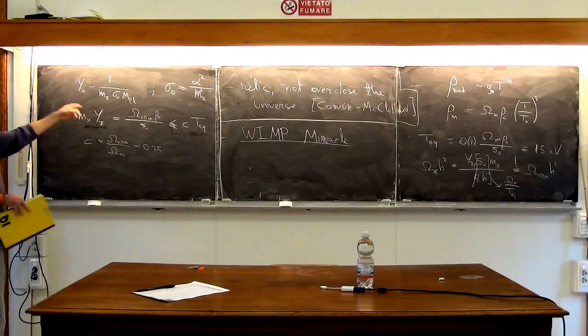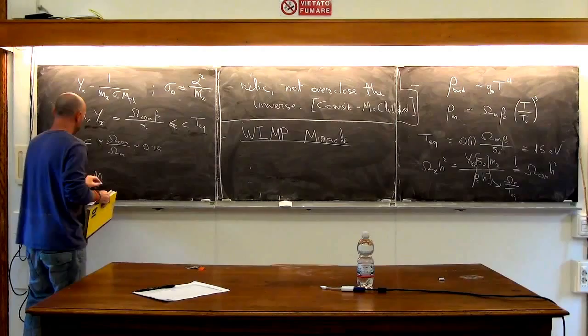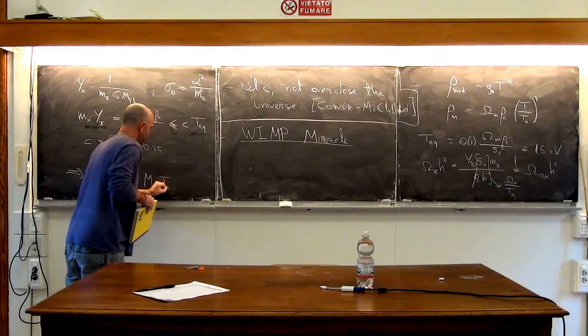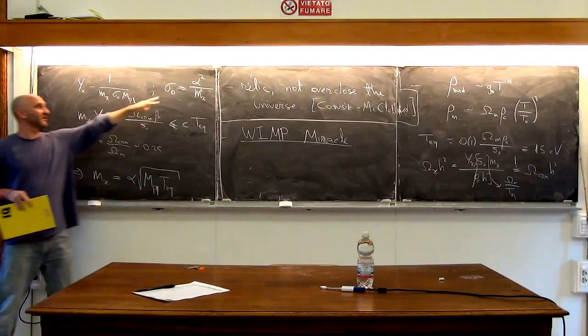Okay. And if I plug it back in, I'm going to get the following, which is a very interesting bound. It's m chi needs to equal alpha times M Planck times the equality. So again, all I'm doing is algebra here. I'm plugging this in, and I'm assuming that the cross section has some coupling divided by the only mass scale that I know, which is the dark matter mass.